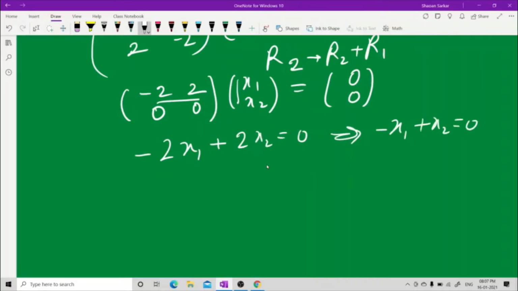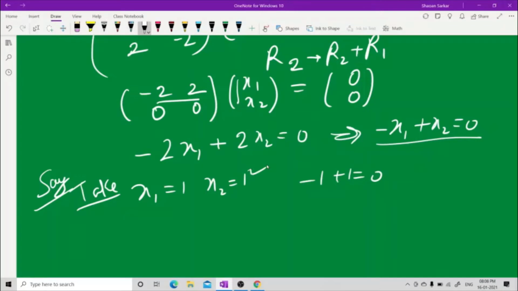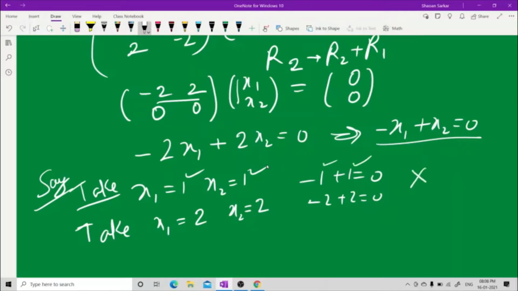Now you may think x1 as 1 and x2 as 1, then what will happen? This will behave like minus 1. Take x1 equal to 1 and x2 also equal to 1. So what will happen out of this equation? Minus 1 plus 1 will be 0. So this value is okay. Both can be 1, 1. You can take, but I'll tell you one thing. Take x1 as 2 and x2 also 2. So minus 2 plus 2 will be 0. So basically you will take the smallest type of values. So my first vector x will be the vector 1, 1.